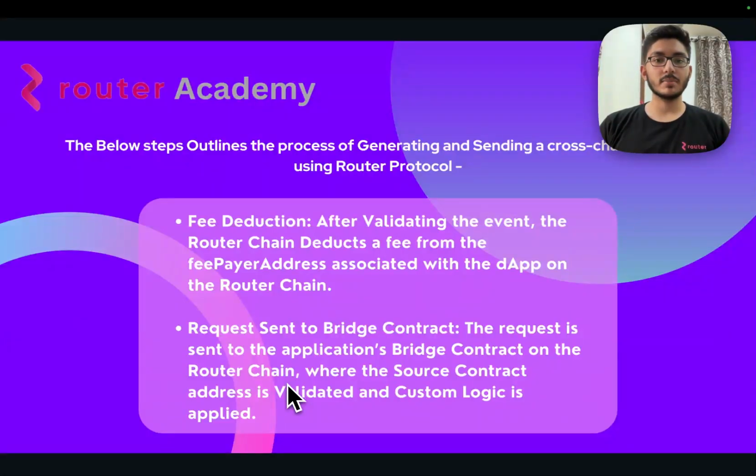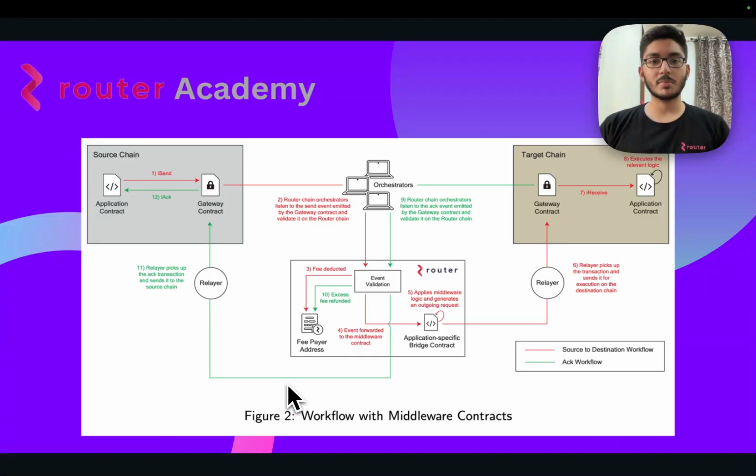Request is sent to the bridge contract. The request is sent to the application's bridge contract on the Router Chain, where the source contract address is validated and the custom logic is applied.